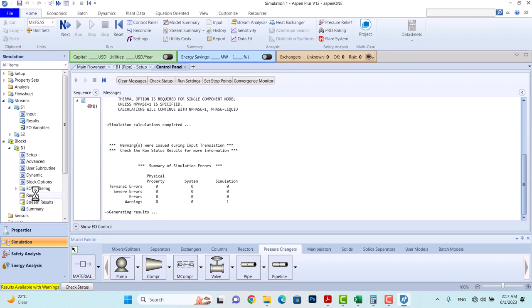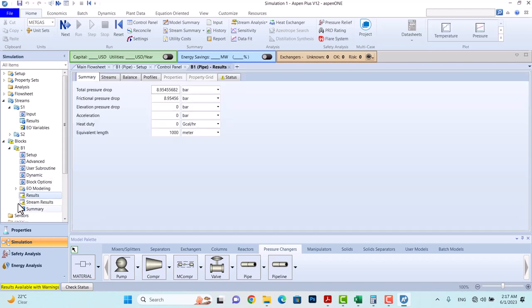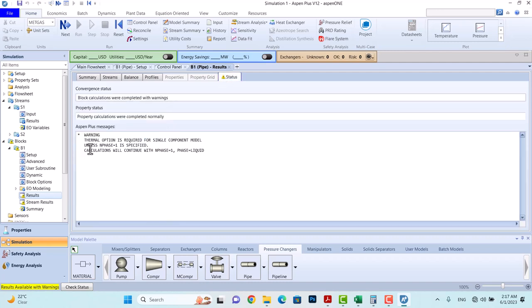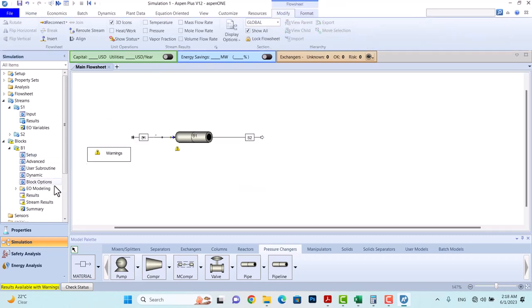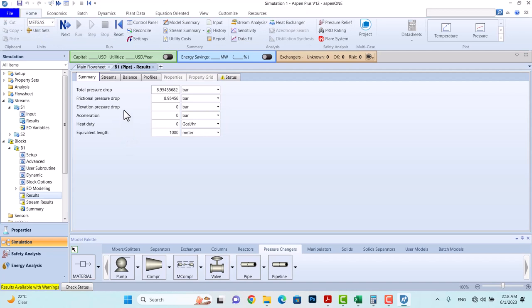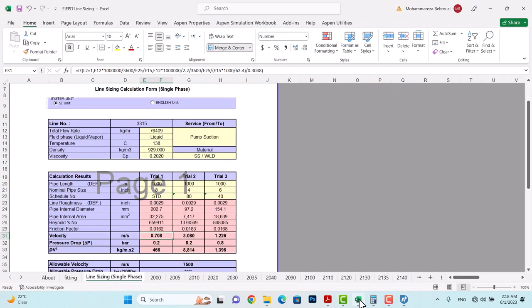Now, let's check the results here. There are some warnings. Can you see the sign here? The red sign, the yellow sign. It says thermal option is required for single component model unless phase one is specified. Calculation will continue with phase one, phase liquid. Of course, it is okay, not a big problem for us. And let's check the pipe results here. The total pressure drop calculated by Aspen Plus is 8.95.